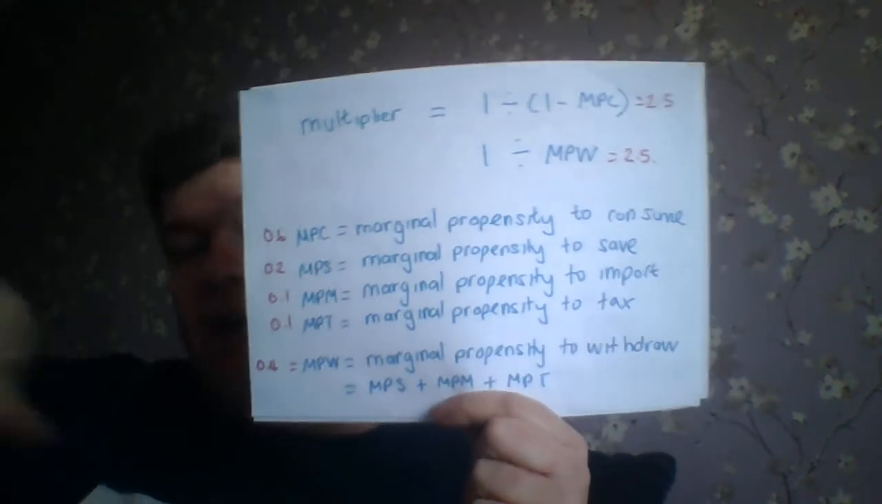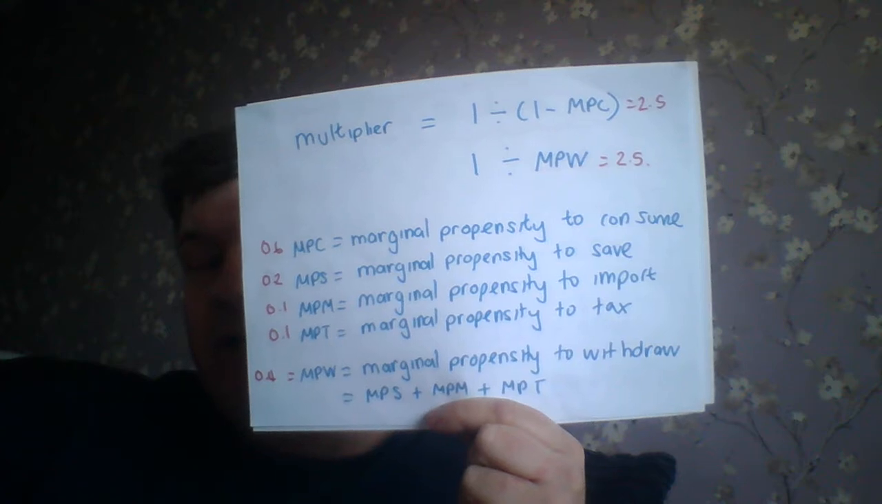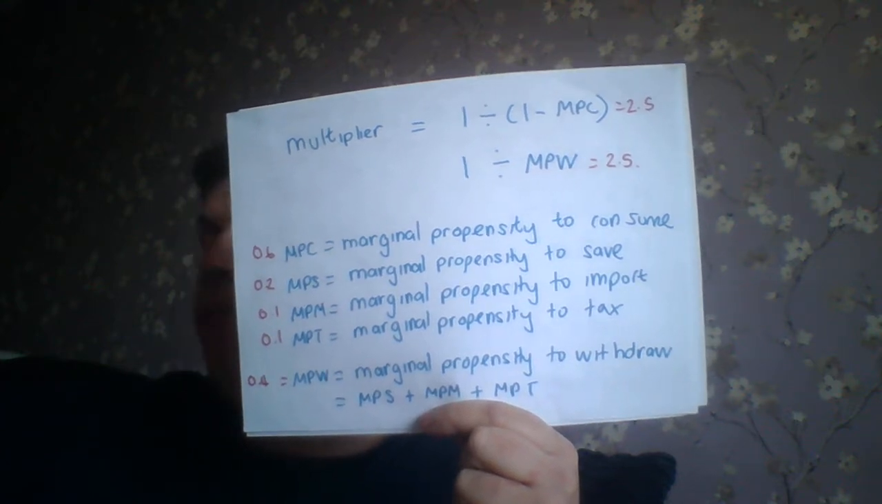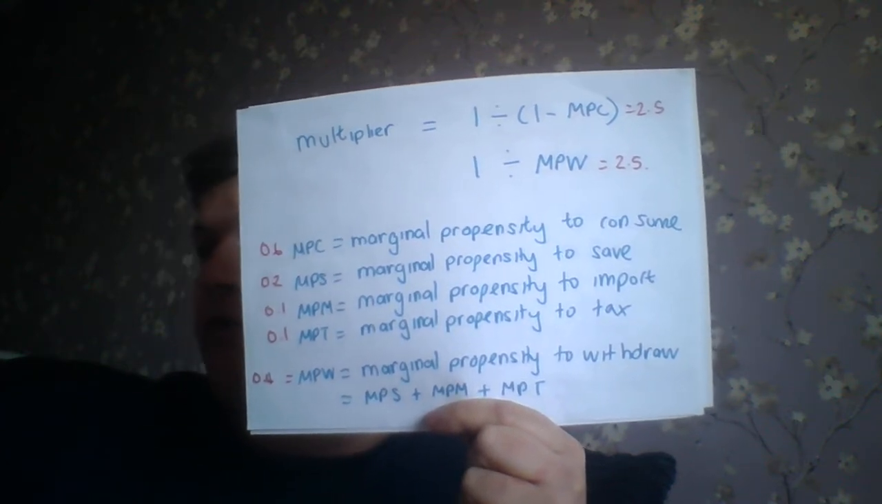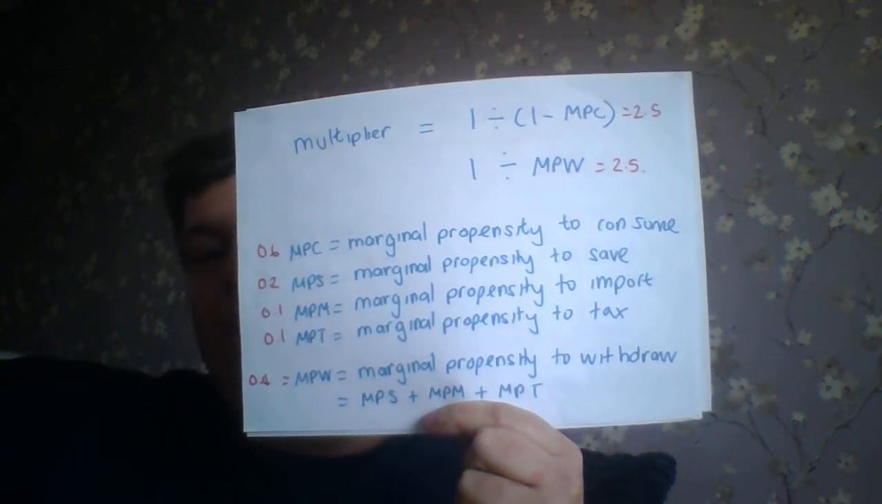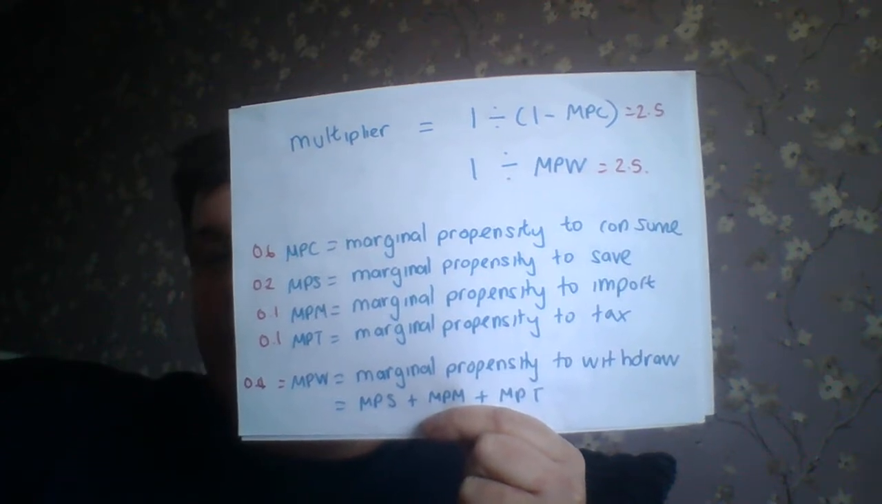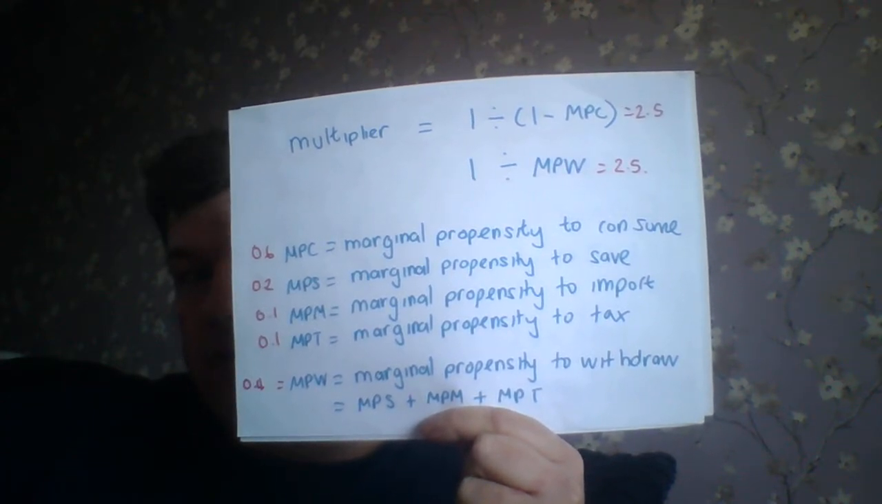Hi everyone, this video is going to be looking at the multiplier effect. You've got here the formula that you would use to calculate the multiplier effect. Now first of all, the multiplier effect is where an injection into the economy will lead to GDP increasing by more than what was originally injected into the country.